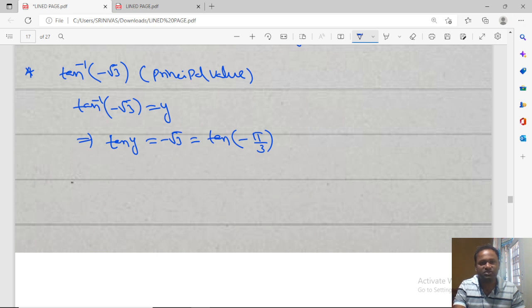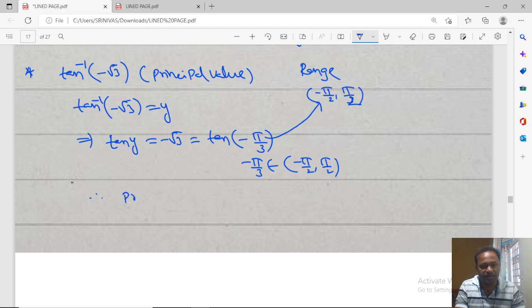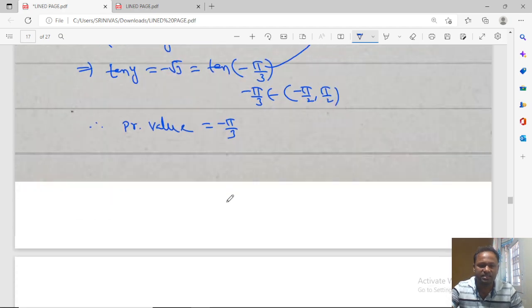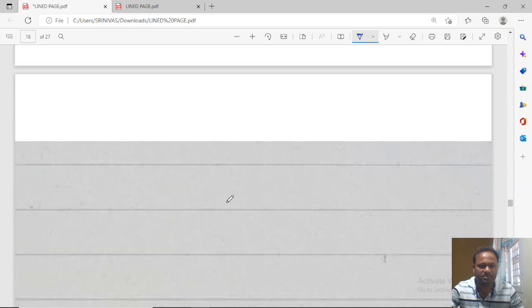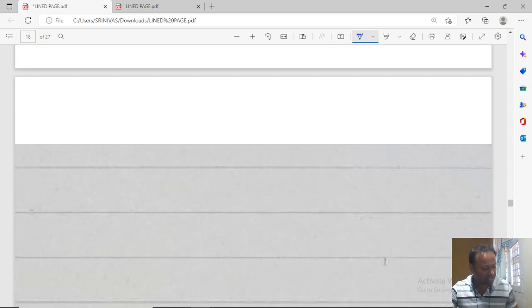Does it belong to the range of tan? The range of tan is open, not closed. It is open minus pi by 2 comma pi by 2. This belongs to that. Minus pi by 3 belongs to open minus pi by 2 comma pi by 2. Therefore, the principal value is equal to minus pi by 3. So like this we can do all the problems which are based on this.